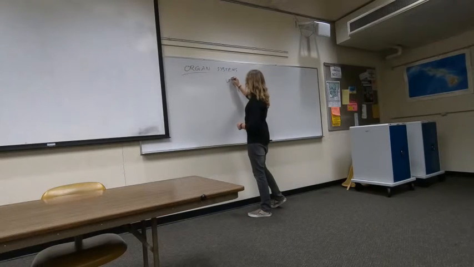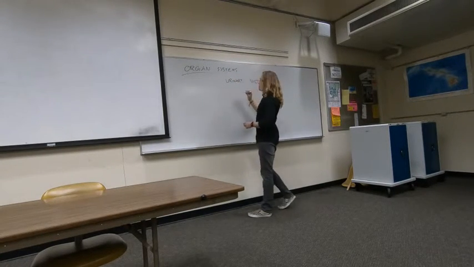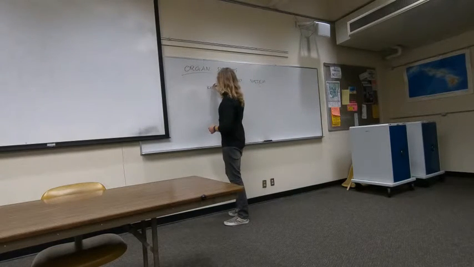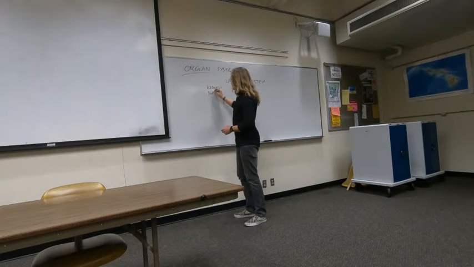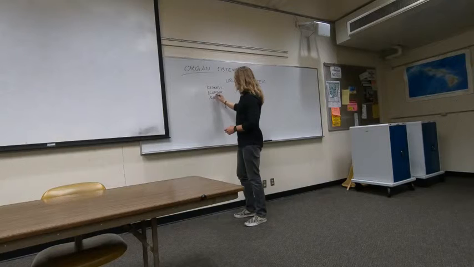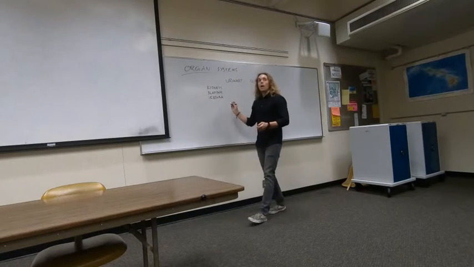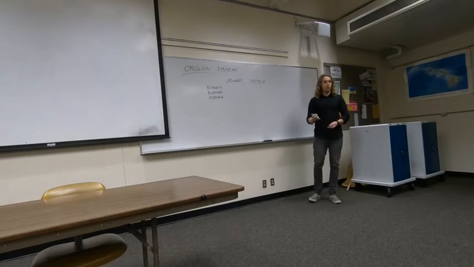Next, we have the urinary system. This includes things like your kidneys, which produce urine, also the bladder, the urethra, etc. Now, what are the two big functions of the urinary system?